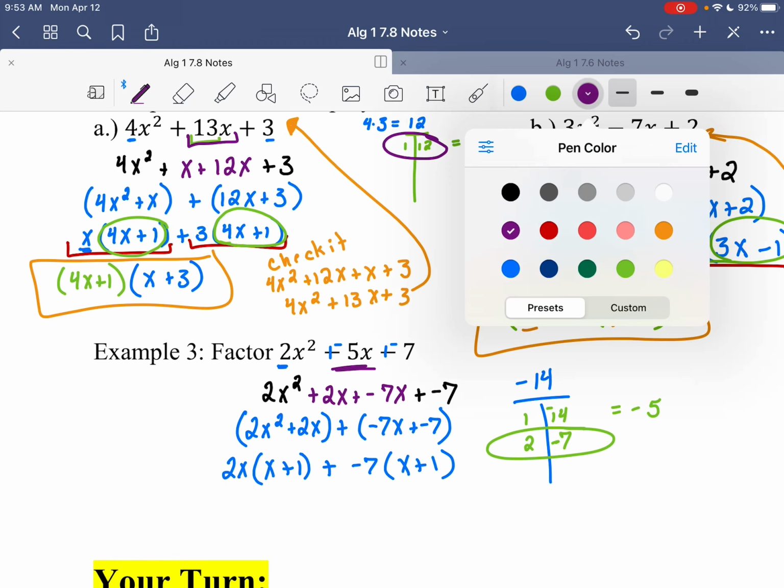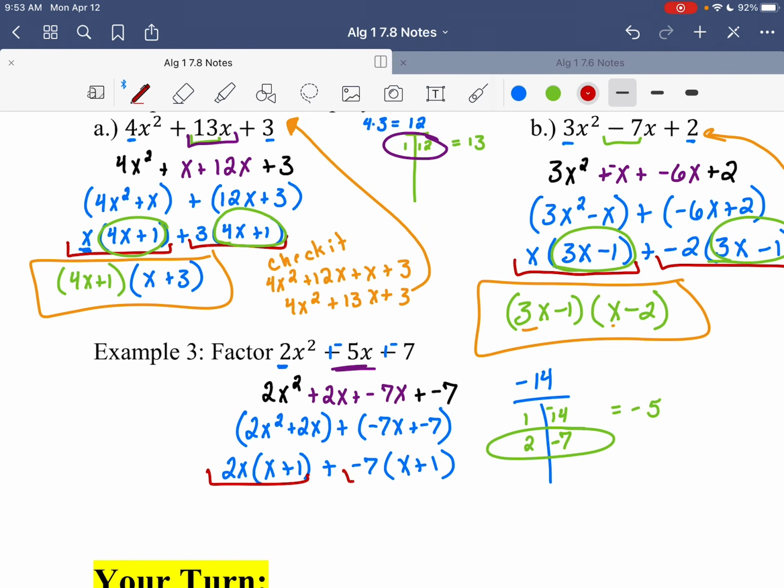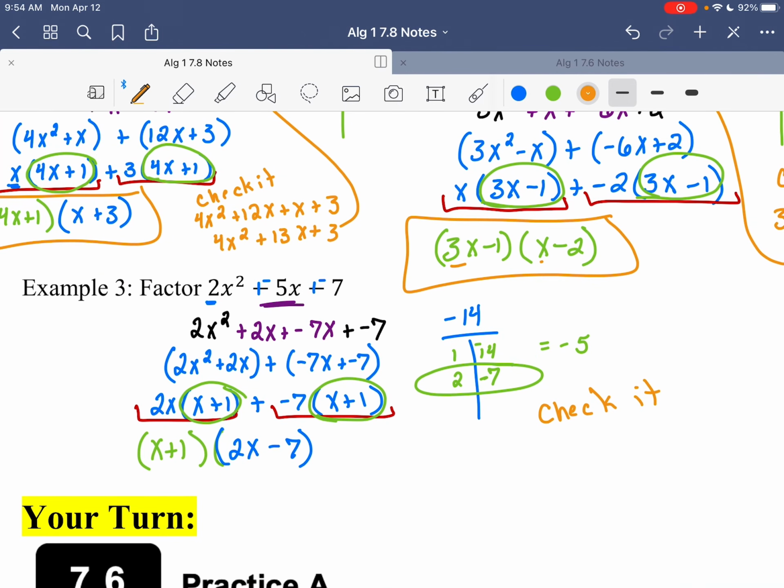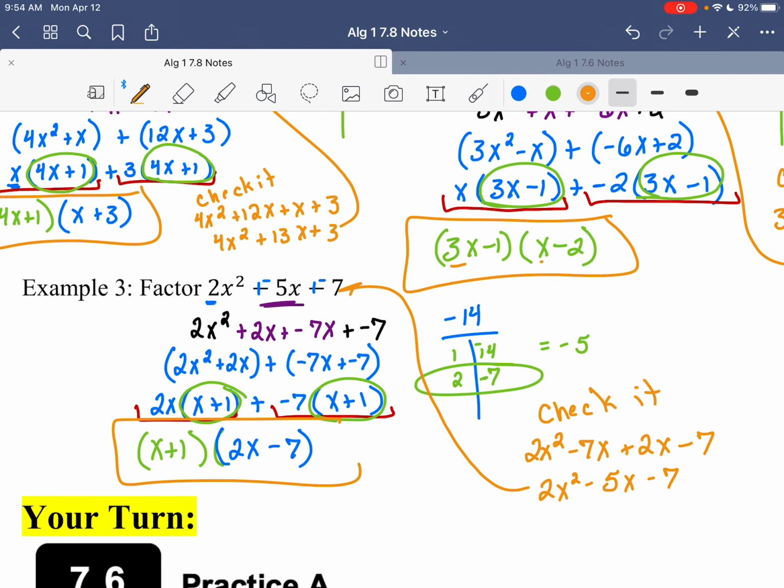Now again, we have factor by grouping. We have our 2 terms, this guy and this guy. They both have an x plus 1. So we'll factor out that x plus 1. And then we're left with a 2x plus a negative 7, 2x minus 7. And let's check it, make sure it worked. Okay, x times 2x, 2x to the second. X times negative 7 is negative 7x. 1 times 2x, positive 2x. 1 times negative 7, negative 7. Put together like terms. It worked. Yay! All done. There we are, factored.